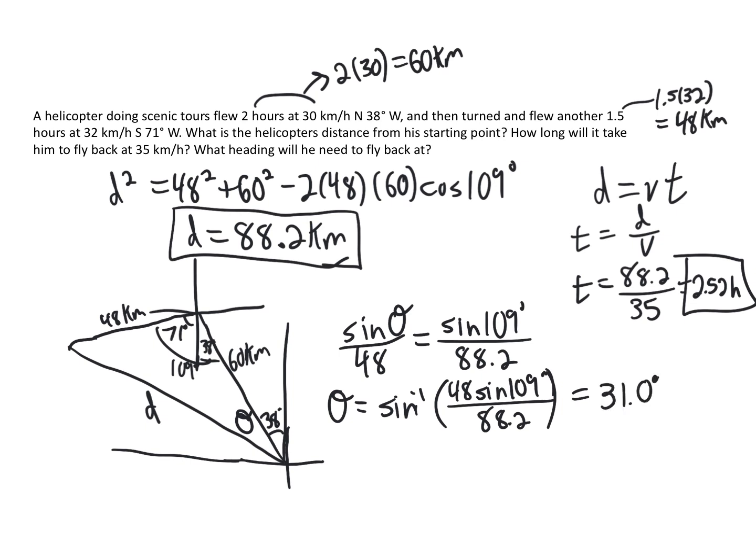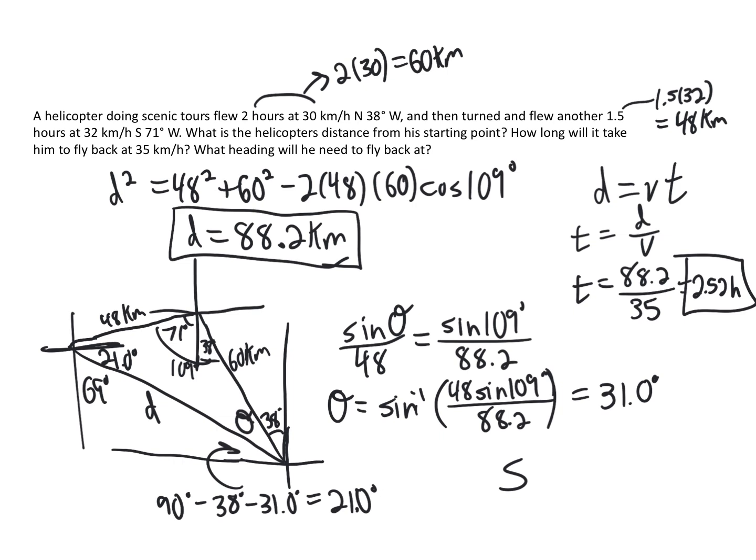And then we can use that to figure out this angle over here. If this is 31 and this is 38, this angle will be 90 minus 38 minus 31, which is 21 degrees. And then this angle is also 21 degrees. So this one would be 69 degrees. So our heading is south, 69 degrees east.